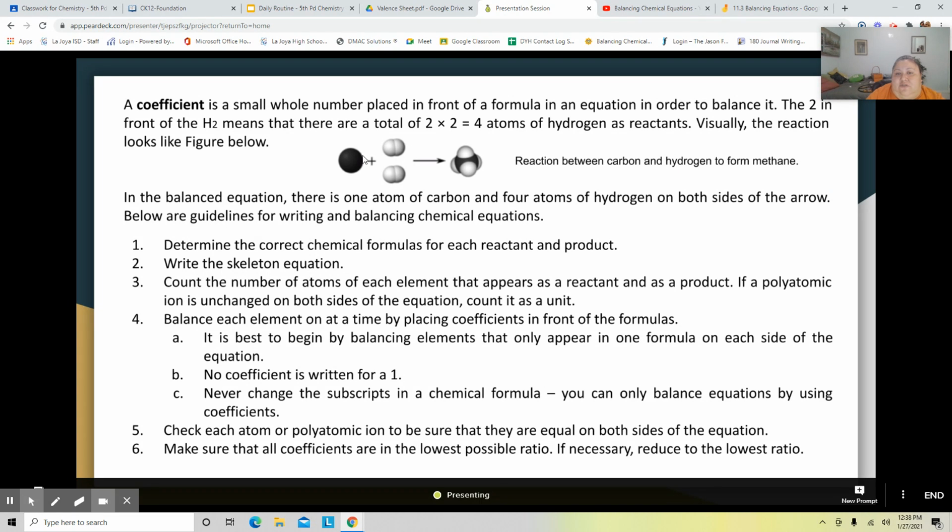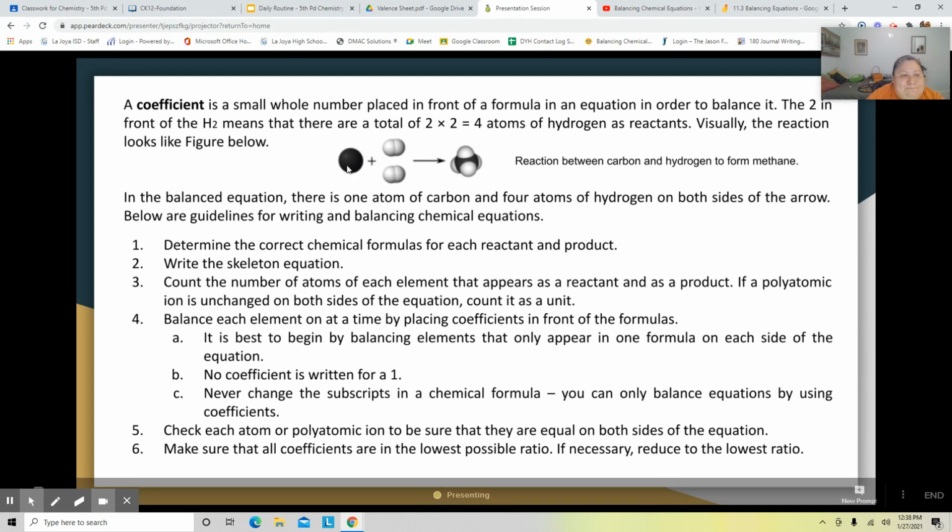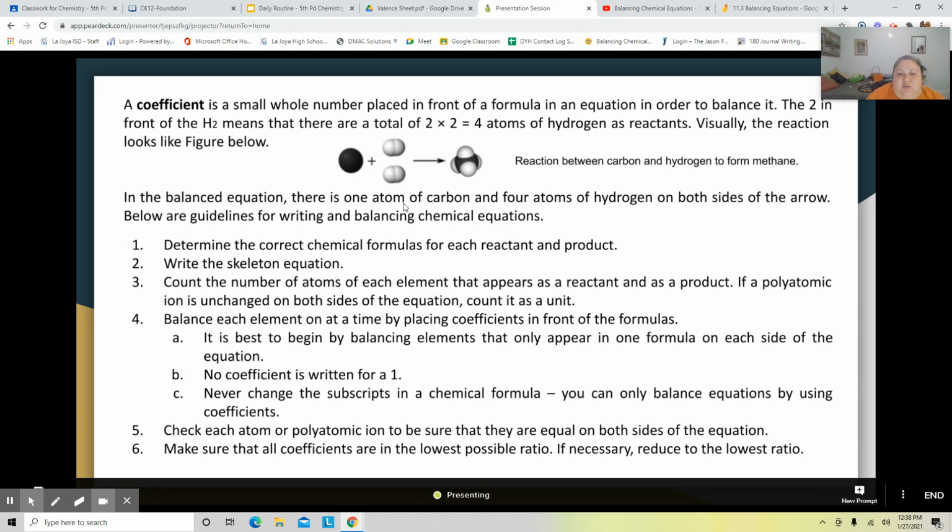Any questions on the first example question? Anybody have a question? In the balanced equation, there is 1 atom of carbon, 4 atoms of hydrogen on both sides of the arrow.